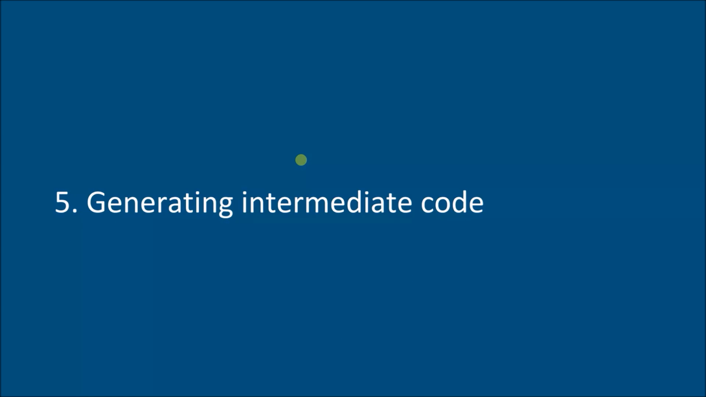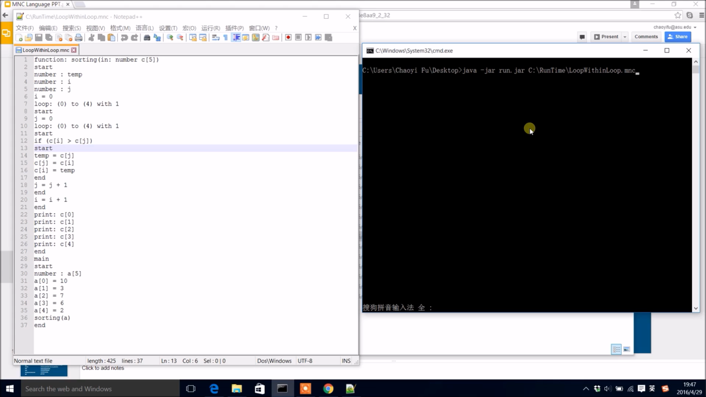Now let's try to generate intermediate code. The program we have here is for sorting. It's a bubble sort implementation. It shows a loop within a loop. We have loop 1 and loop 2 over here. These two loops try to sort our data structure number C, which is of length 5.